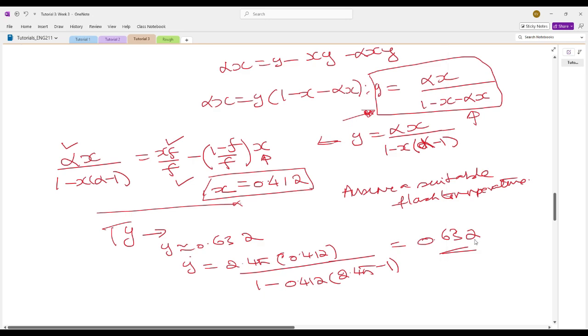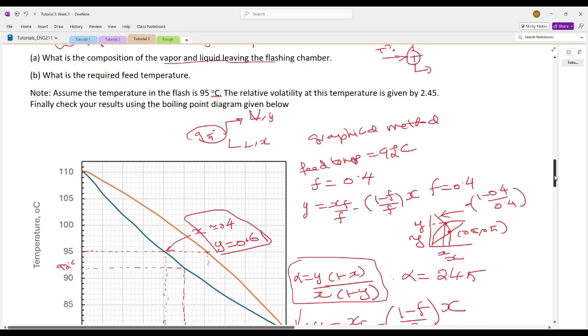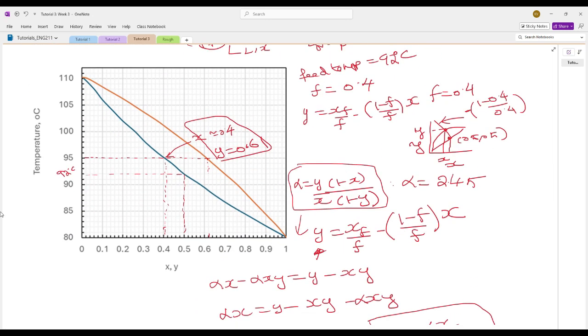So once you have this value, you can go back to your txy diagram. So let's say when y is equal to 0.632, which is around here. So 0.63 is around here. Then you draw a line towards your ordinate, which means the corresponding flash temperature should be equal to 95 degrees centigrade.